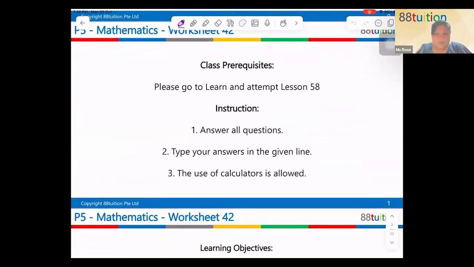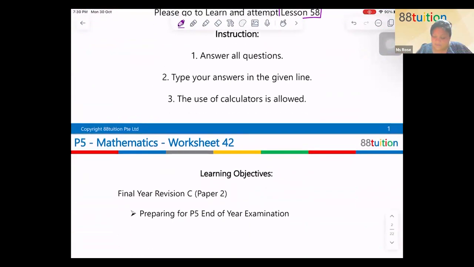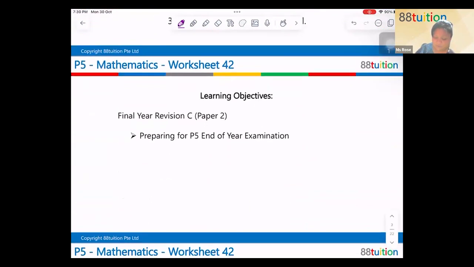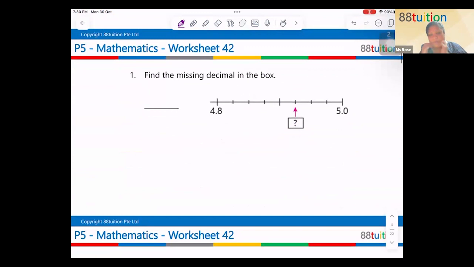Okay, so today we're doing lesson 58. It is paper 2, so calculators are allowed for this lesson. This is usually the first 5 questions. That means your question 1 to 5 are 2 marks each. So this kind of question would be in your 2 marks.